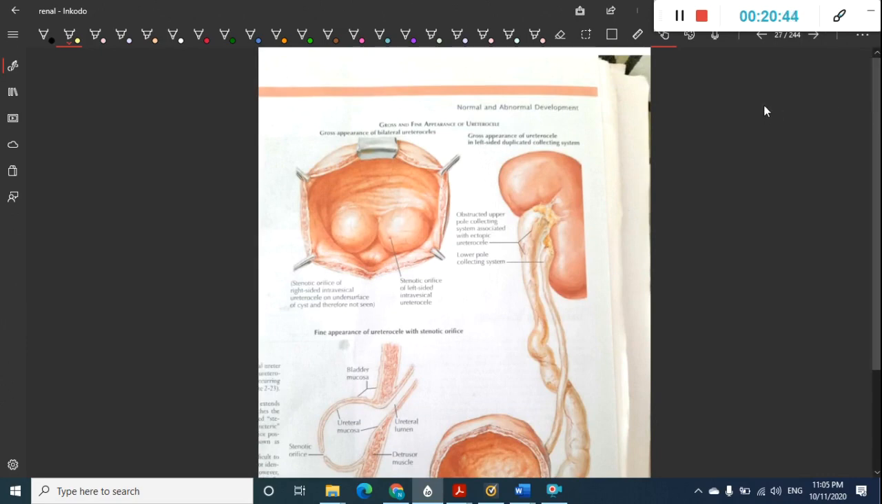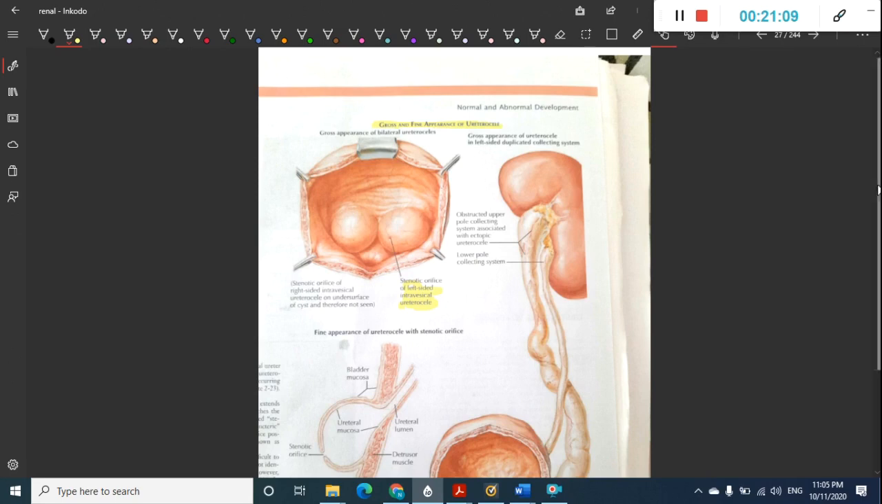The next abnormality we are going to learn, this is the last abnormality in this class, which is ureterocele. Okay, let us now see ureterocele. So this is the gross appearance of ureterocele. See, this is the stenotic orifice seen of the left sided intravesical ureterocele. So this is the left sided intravesical ureterocele.